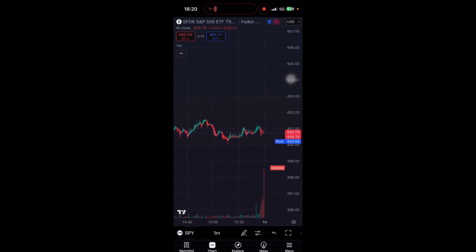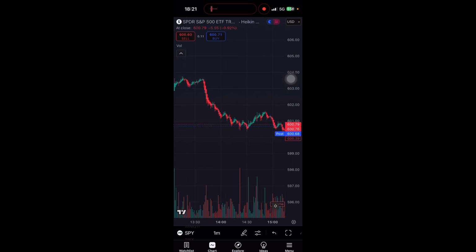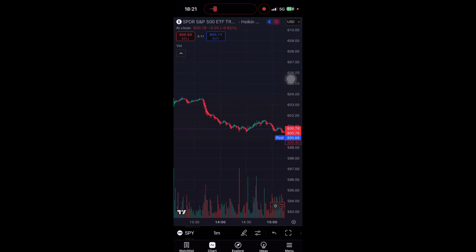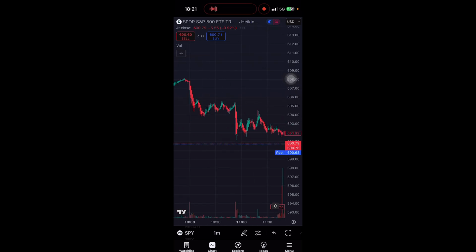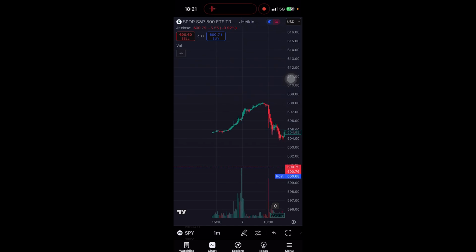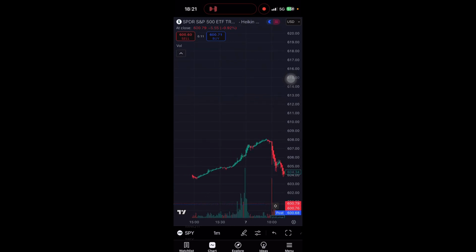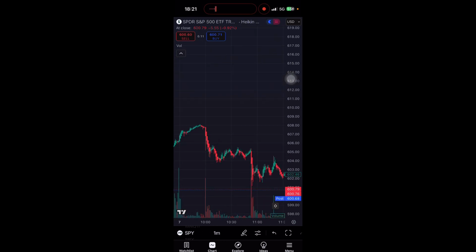Bear means price is going down. Bull means price is going up. Now, please do not confuse yourself when you're looking at these candlesticks. You will see price. Price is on the right side of the screen. So you got 596, 597, 598, 599, 600, etc. Right?